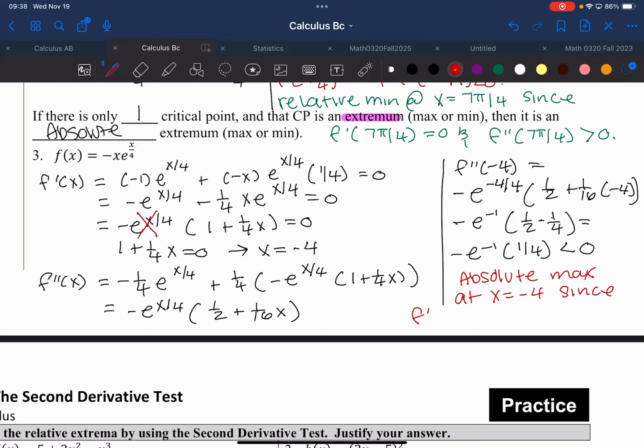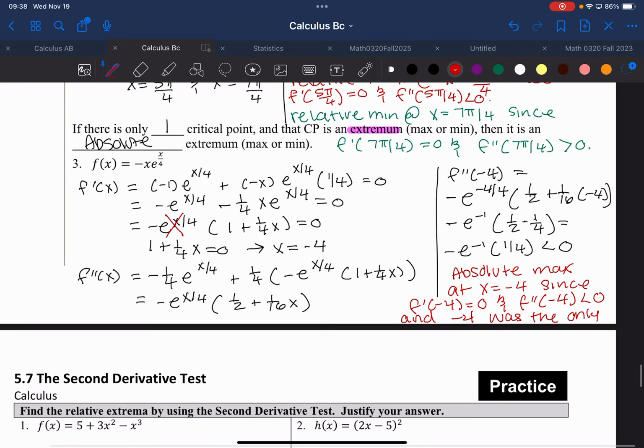Since f prime of negative 4 gave us 0, and f double prime of negative 4 is less than 0, and then since we are saying this is an absolute max, I have to give one more form of justification, and that is to mention that negative 4 was the only critical point.